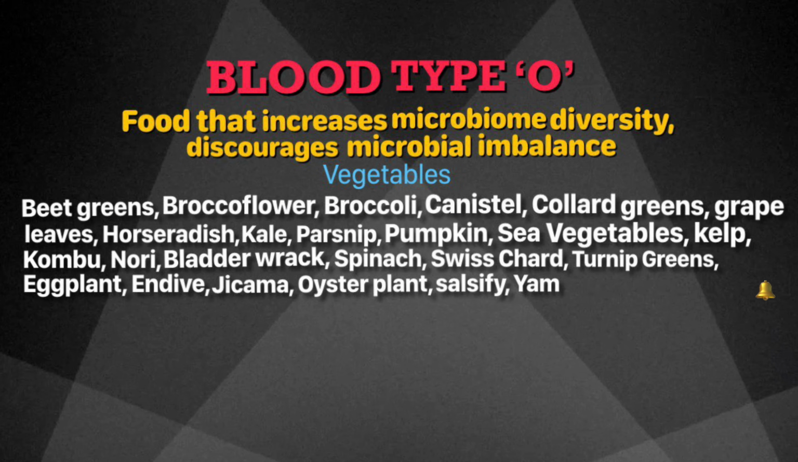Vegetables that increase microbiome diversity and discourage microbial imbalance are beet greens, broccoli flower, broccoli, collard greens, grape leaves, horseradish, kale, parsnip, pumpkin, sea vegetables, kelp, kombu, nori, bladderwrack, spinach, Swiss chard, turnip greens, eggplant, endive, jicama, and yam.